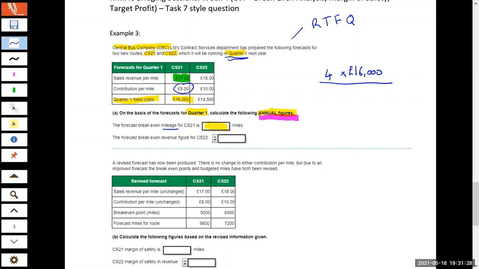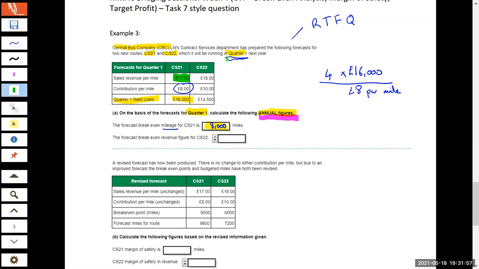So we know that we need to do 16,000 times 4, which, to make sure I get it right on my calculator, is 64,000. Should have been able to do that in my head, really, shouldn't I? Divided by £8 per mile, instead of we're swapping units out for miles. And as you've quite rightly got in the chat box, brilliant. 8,000 miles.